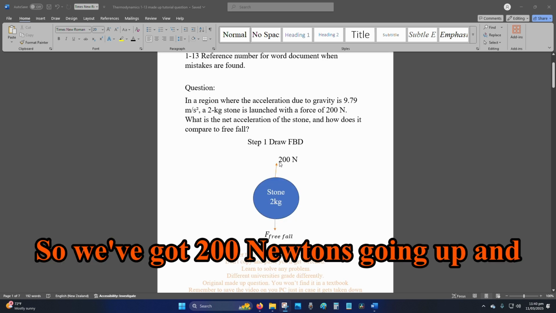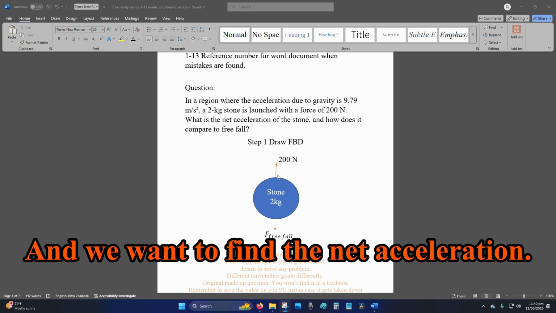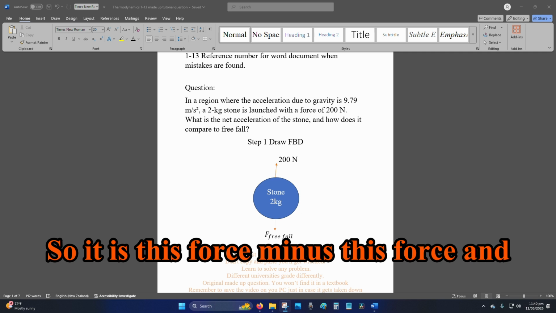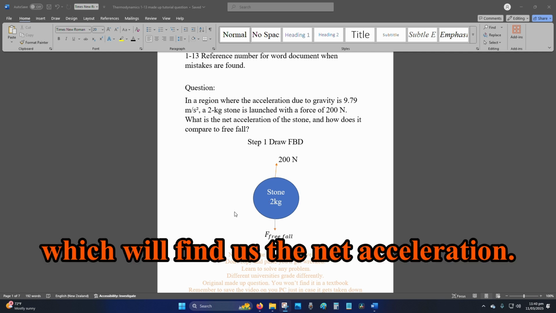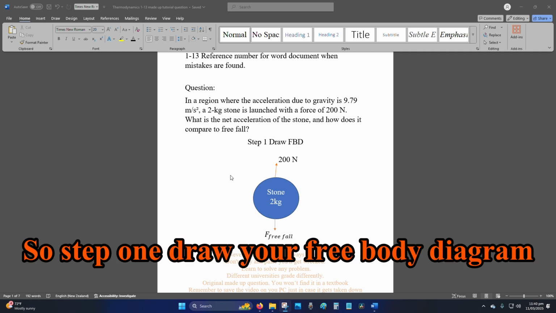So we've got 200 newtons going up and we've got a force of free fall going down, and we want to find the net acceleration, so that is the difference between the two. So it is this force minus this force, and then we can divide it by the mass, which will find us the net acceleration. So step 1, draw your free body diagram, your FBD.